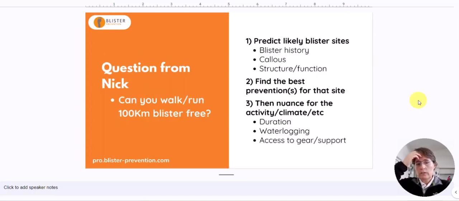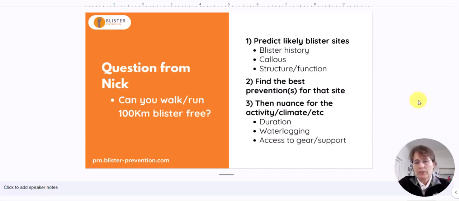Nick asked a good question. Can you walk or run 100 kilometres blister-free? You absolutely can. How do you do it? Well, if you're trying to help a patient who's got this thing coming up and they want to be able to do it blister-free, here's how you approach it.